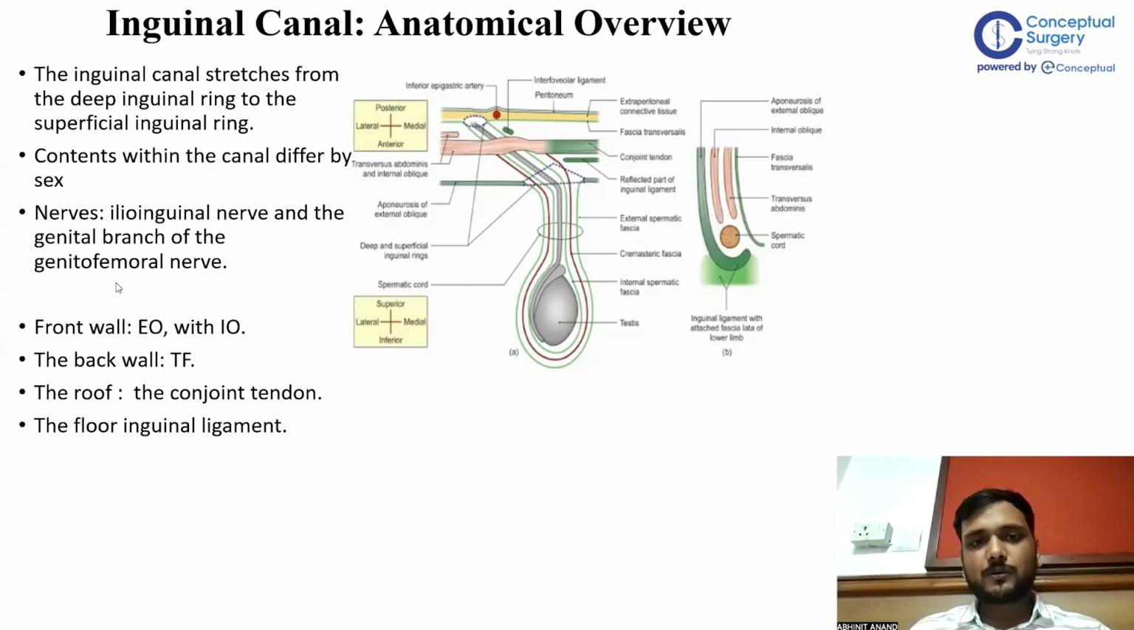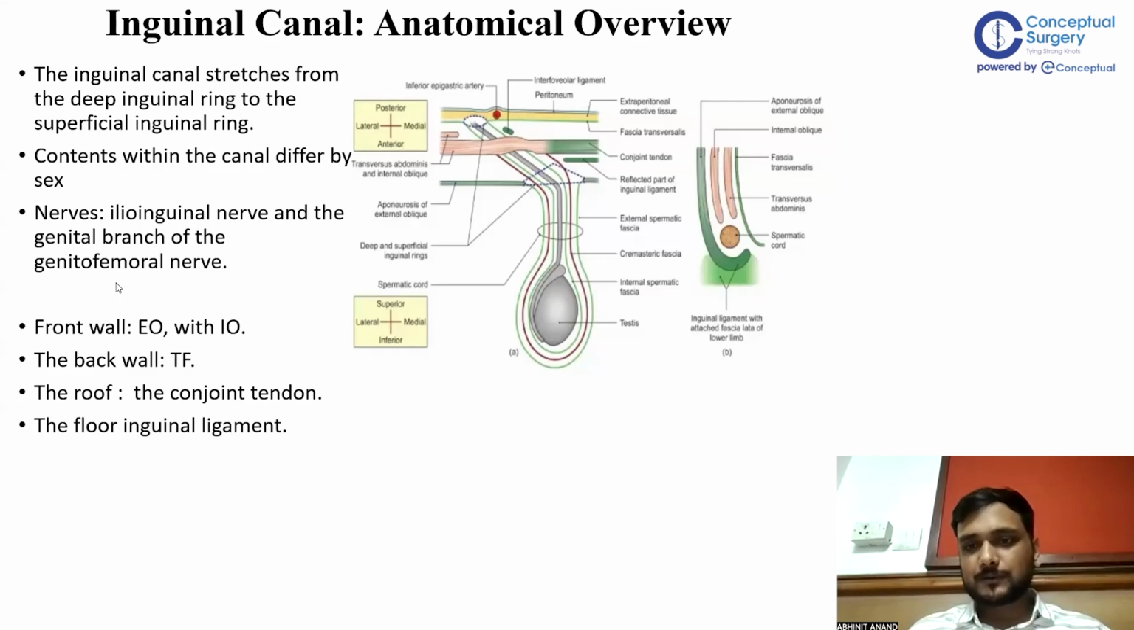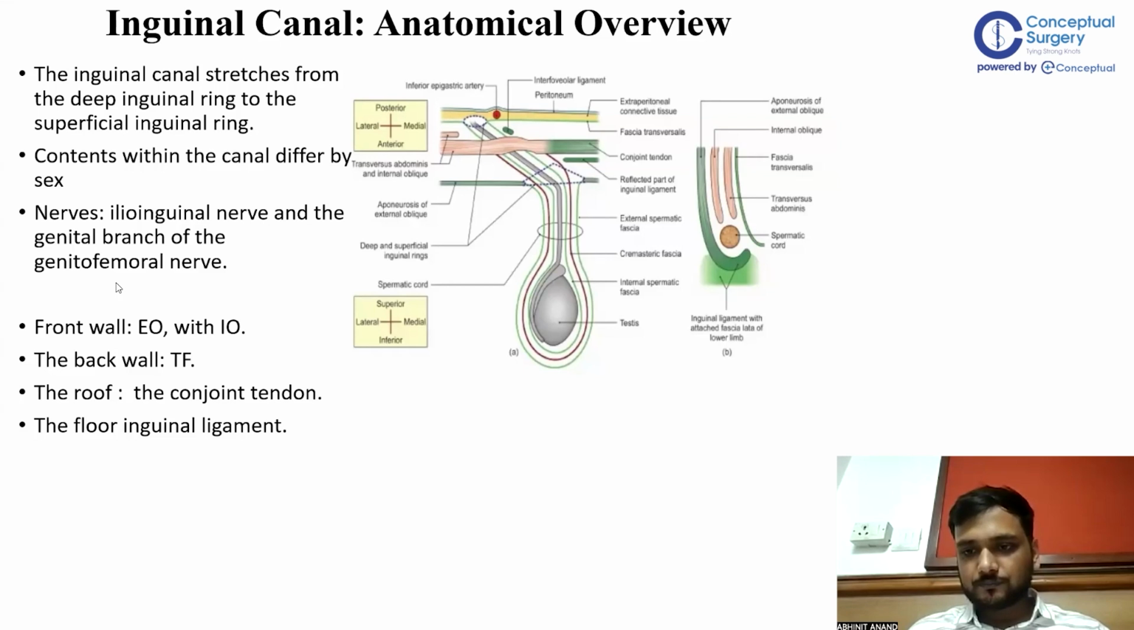Anteriorly, it is formed by the external oblique and internal oblique, and posteriorly, from the fascia transversalis. The roof is made by the conjoint tendon, which is made of transversus abdominis and internal oblique. The floor is made by the inguinal ligament. External oblique and internal oblique form the anterior wall. The posterior wall is formed by the transversalis fascia and by the conjoint tendon.